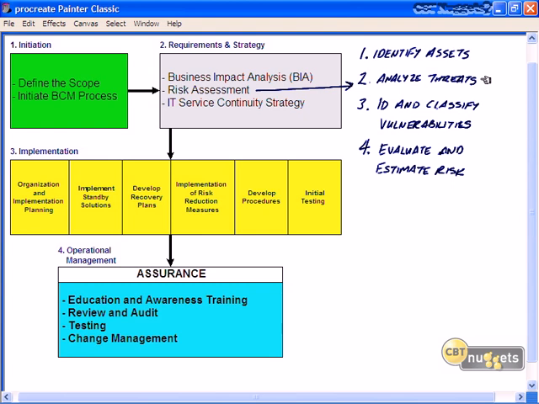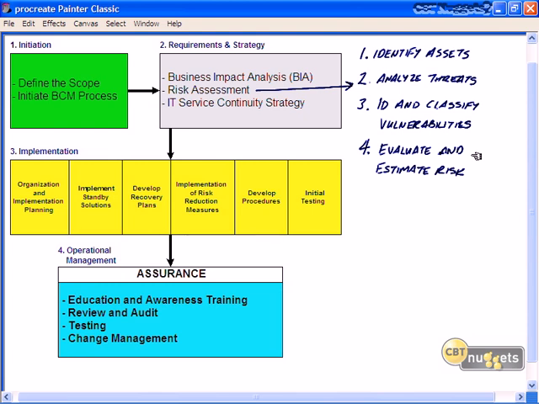The next step, the third step, is to identify and classify the vulnerabilities of each one of those relevant IT components. Identify them, classify them, and then finally, you want to evaluate and estimate the risk of each one of those IT components in the context of risk level. All of these different steps go into the process of risk assessment.